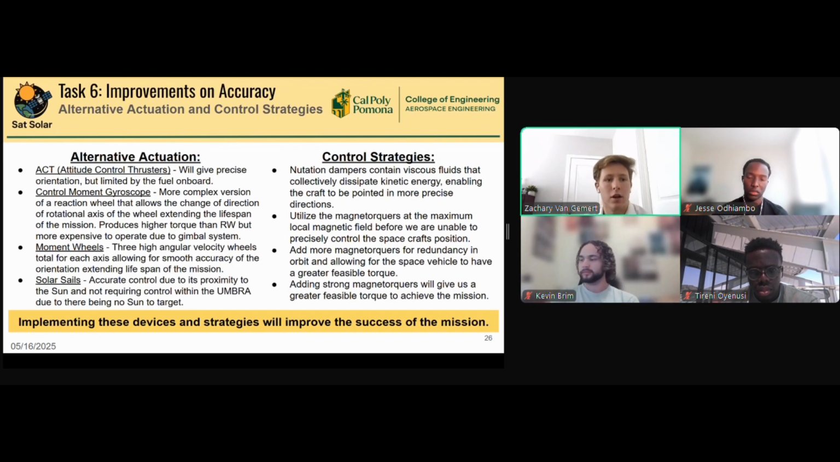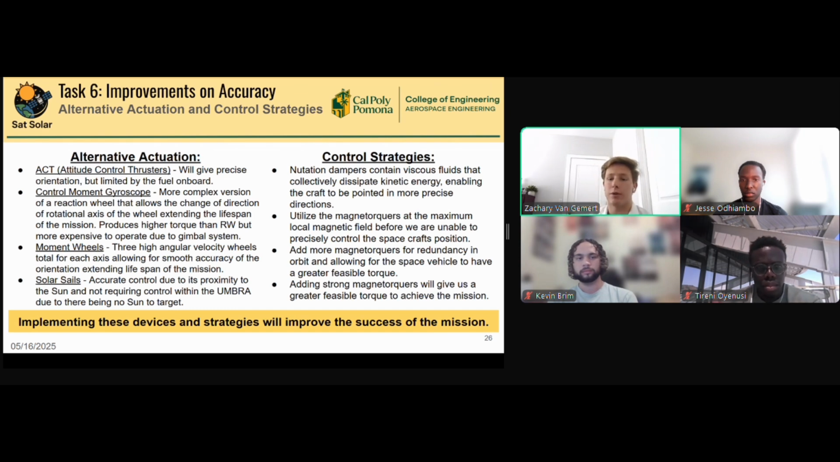Improvements on our accuracy. Alternative actuation: we can use attitude control thrusters, control moment gyroscopes, and momentum wheels, which are also very high speed and will provide smooth accuracy on our mission. We could also use solar sails, since we are not in control while in the umbra, due to there being no sun.